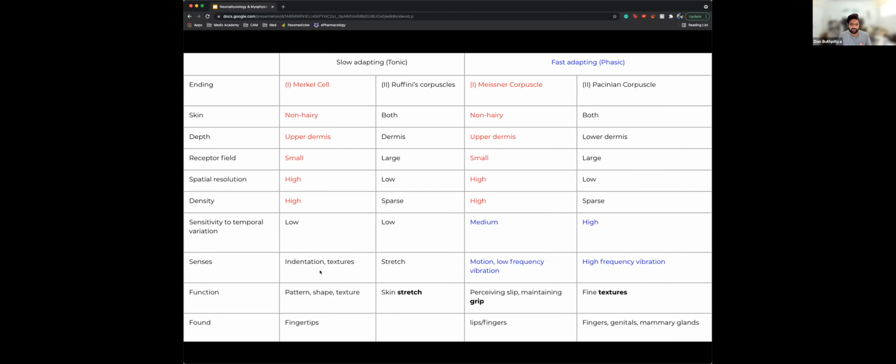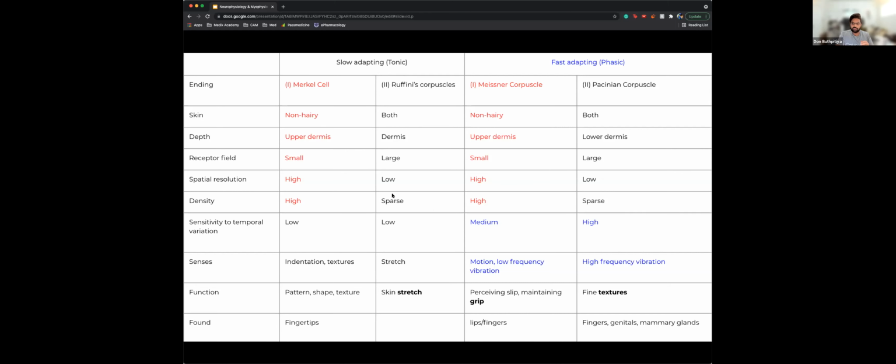This was a great table I found from PS Platypus. They did a really good job here of giving you a quick rundown on what these different things are. So our two main slow adapting or tonic mechanoreceptors are the Merkel cells and Ruffini's corpuscles. Now they're usually found in the upper dermis and dermis.